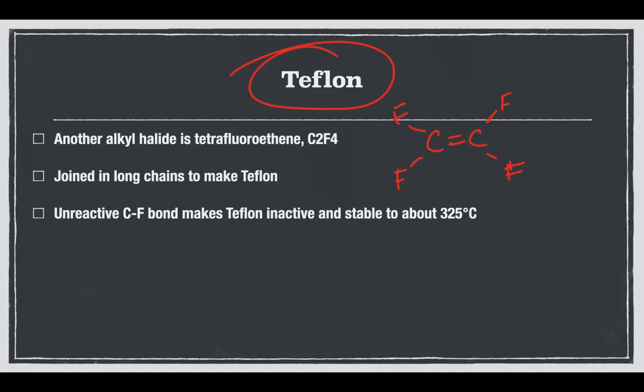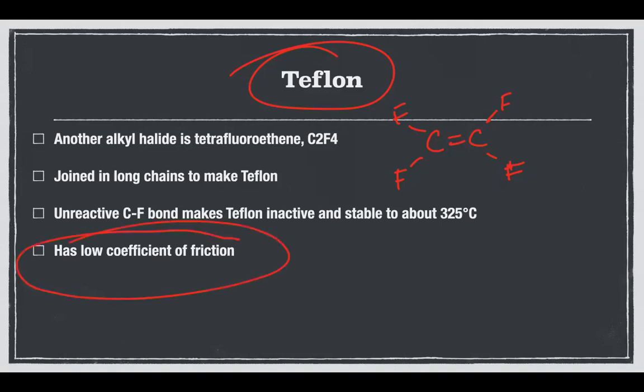forms the non-stick layer on the bottom of your pots and pans, because the carbon fluoride bond makes it chemically inactive, so it doesn't react with food when you're cooking it. It also is stable up to 325 degrees Celsius, which is pretty freaking hot. And the most useful property of Teflon is it has a low coefficient of friction. So this allows all of your food to slide smoothly.